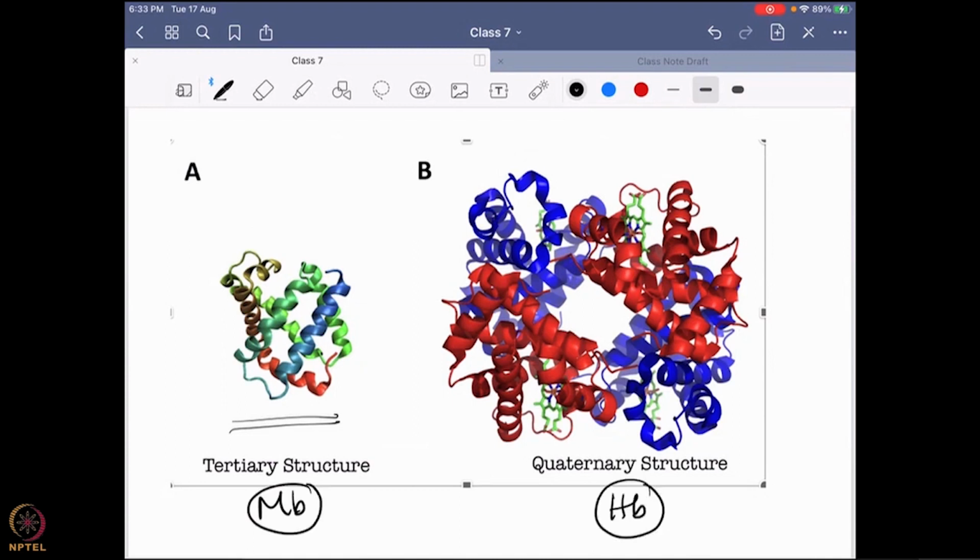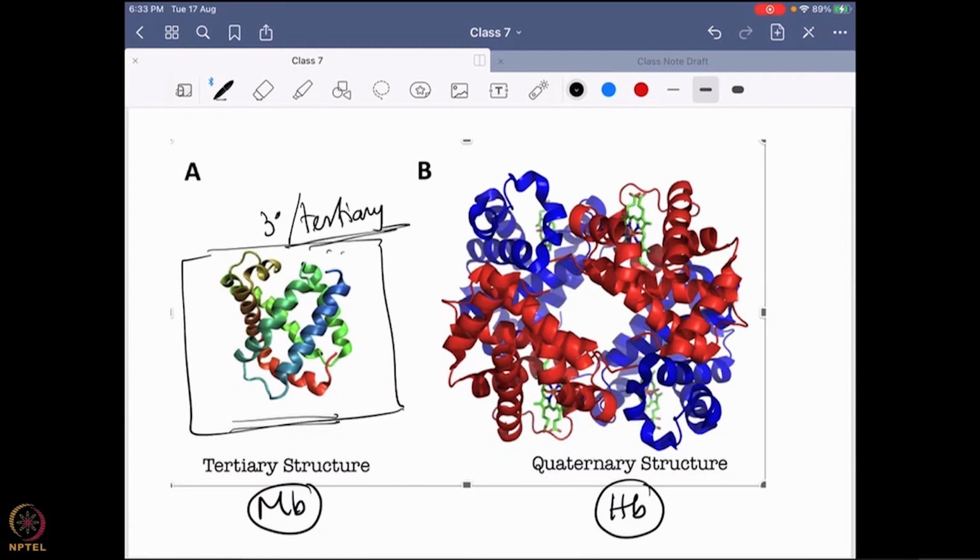Now in myoglobin, there is only one particular unit. This is the 3-degree or tertiary unit, nothing else other than that. One myoglobin unit does not affect another, so it is a functional unit on its own. It doesn't trigger anything, no cooperativity effect.